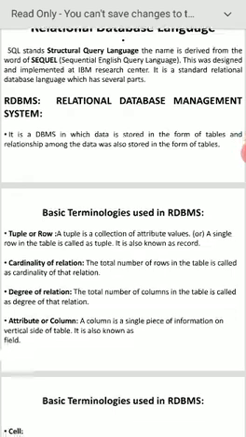Now let us see the basic terminologies used in RDBMS, Relational Database Management System. First one, tuple, also called row. It is a collection of attribute values. A single row in the table is called a tuple. Generally, we can say record.